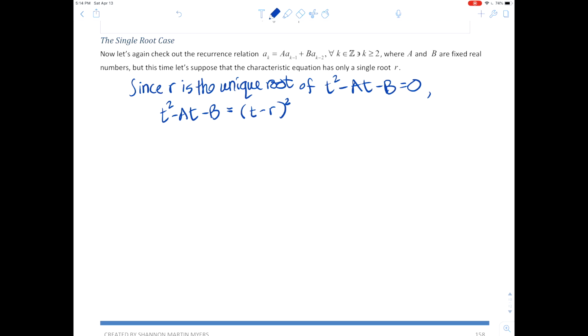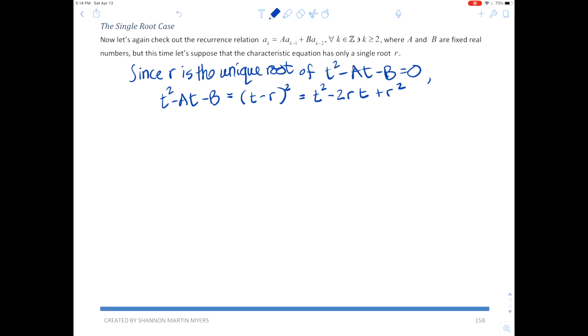Well, that is equal to, well, remember, you've got t squared minus 2 times r times t, and then you'd have plus r squared, wouldn't you, when you expand them out? So let's think about it. What would your a and your b end up being? Because remember, this is all still equal to 0. So let's clean it up.